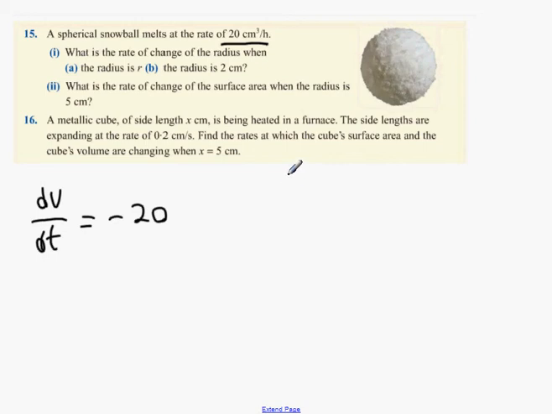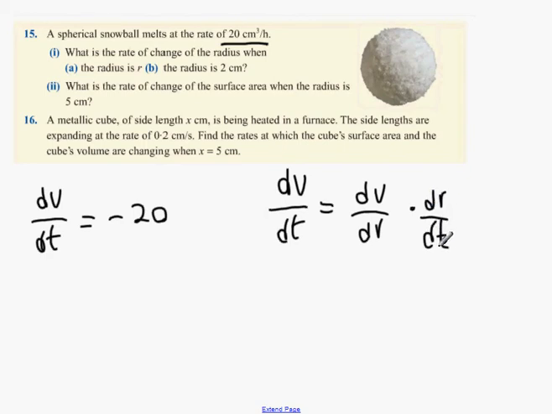So what is the rate of change? So dV/dt is minus 20. dV/dt ends up being dV/dr by dr/dt. The only reason I know to do that is that the whole exercise this is in is about the chain rule, and I just remember the question. So dV/dr over dr/dt. You see the way the dr's cancel, and it's basically dV/dt equals dV/dt.